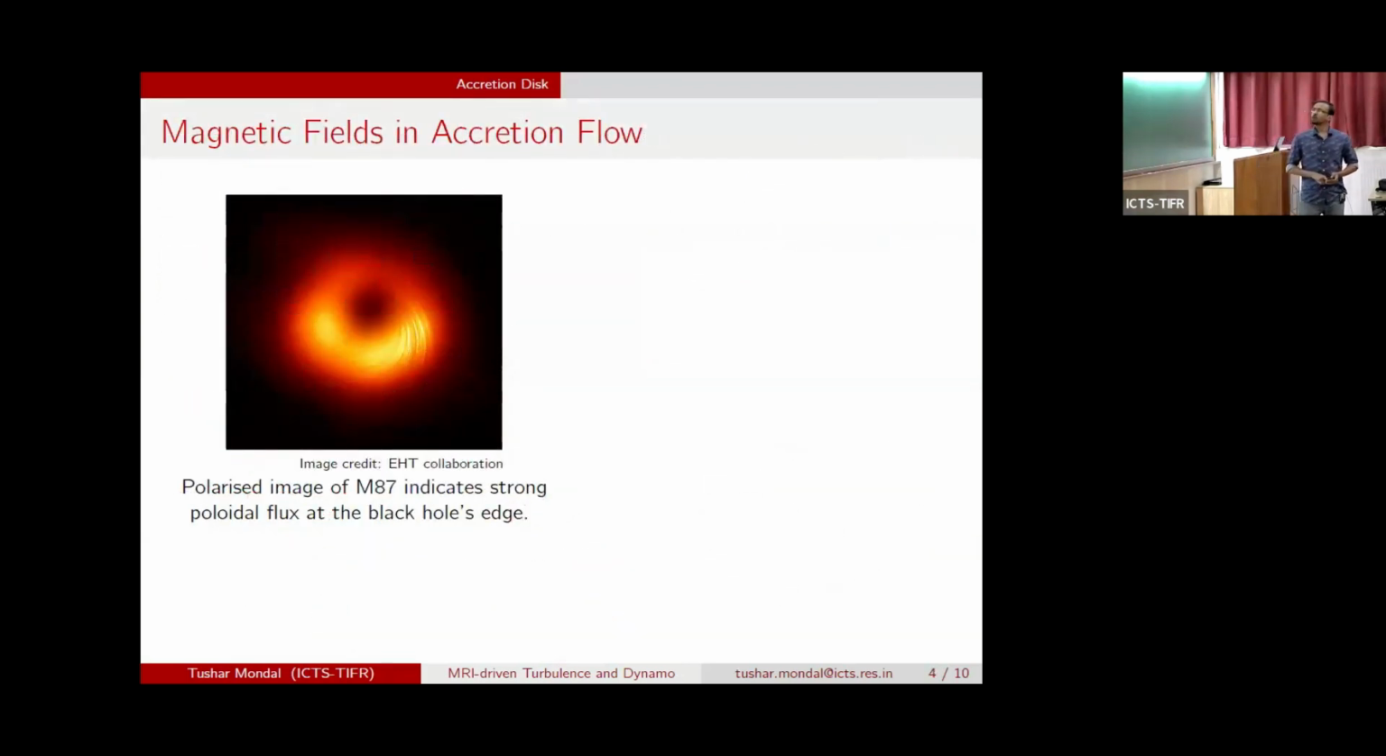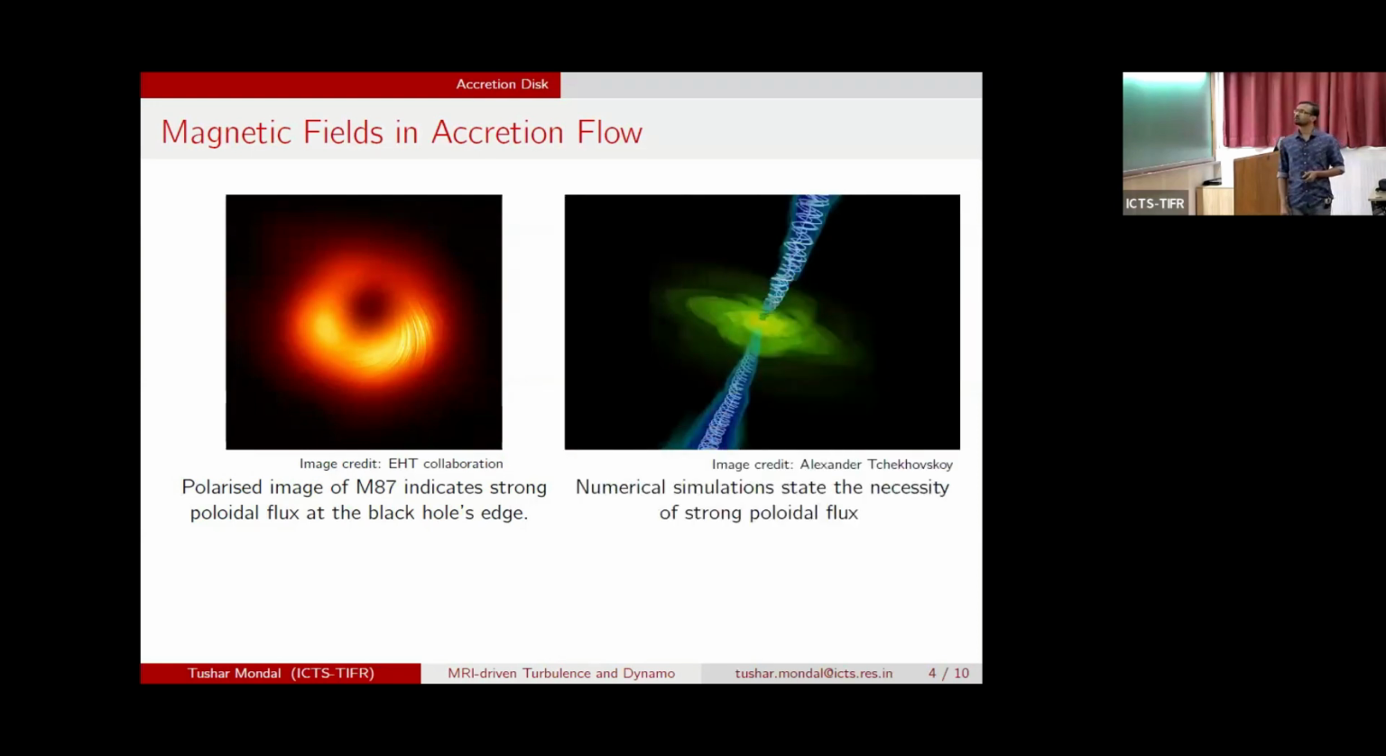From observation, we also see, from Event Horizon Telescope observations near the black hole, very powerful poloidal flux at the edge of the black hole. Also, numerical simulations of jets require some kind of poloidal flux near the black hole such that it can launch a powerful jet.